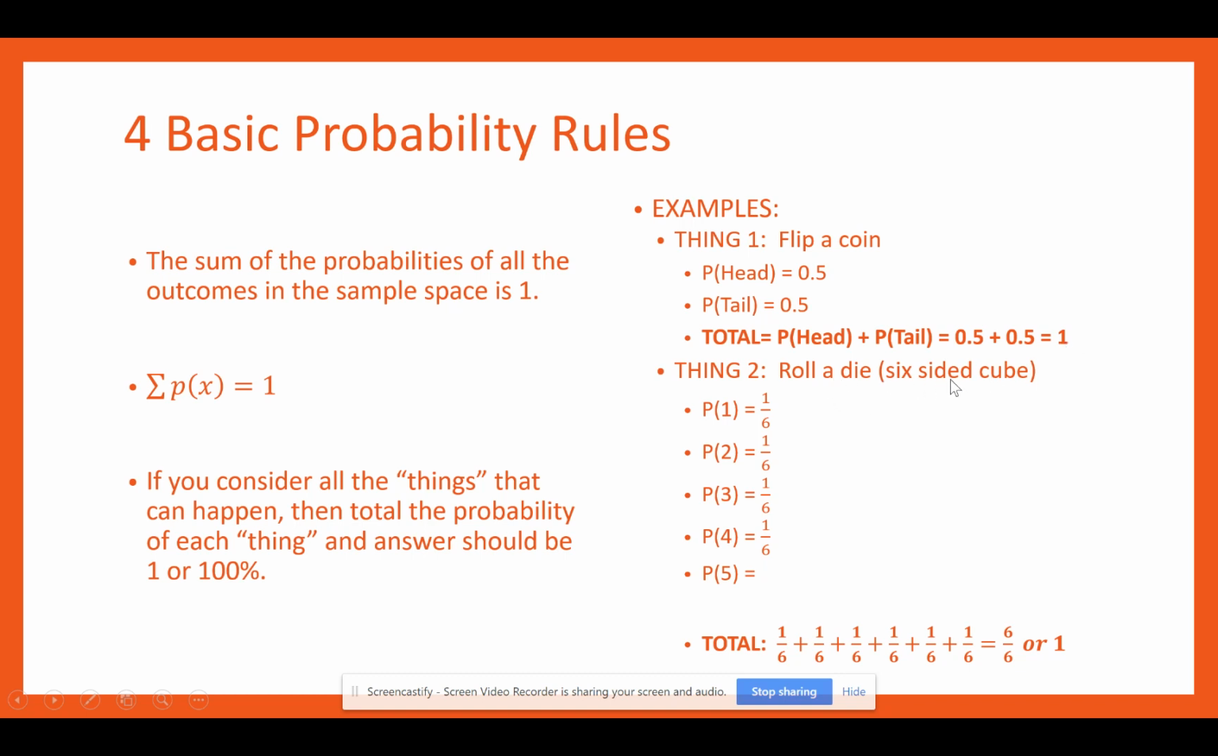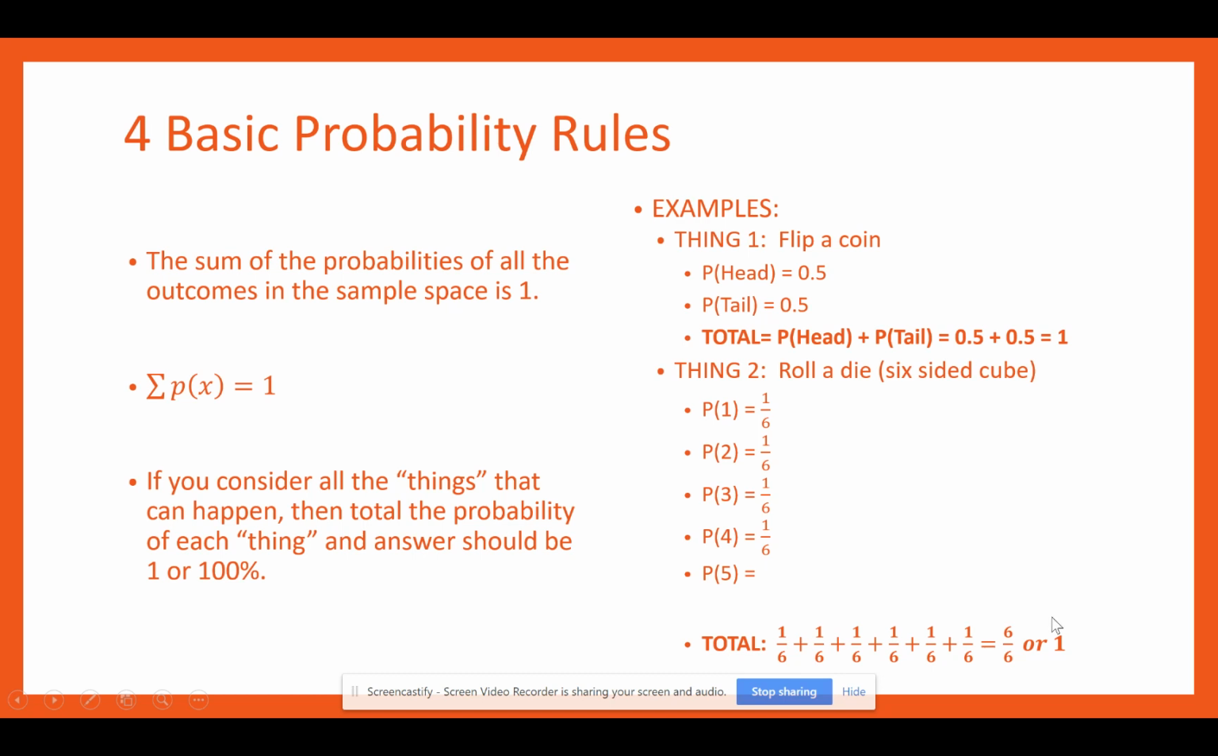If you roll a die, that 6-sided cube, there's a 1 in 6 chance that you're going to get a 1, a 1 in 6 chance you're going to get a 2, a 1 in 6 chance you're going to get a 3, and so forth. So if you add up each one of the things, it's 1/6, 1/6, 1/6, 1/6, 1/6, 1/6. You get 6 over 6, or 1.